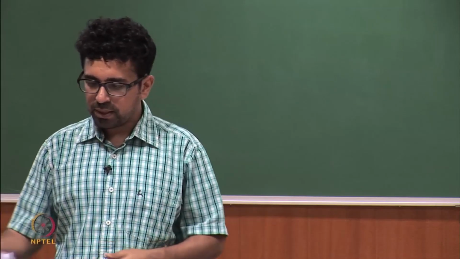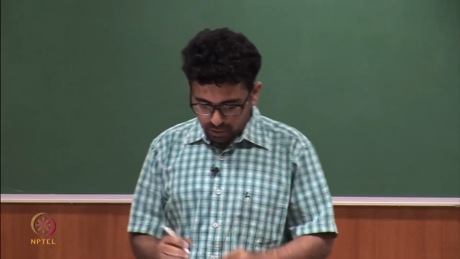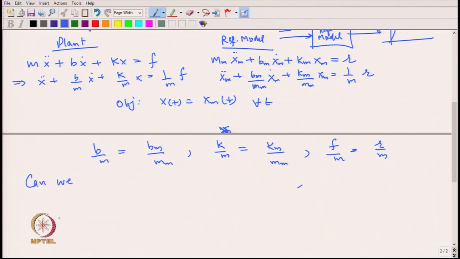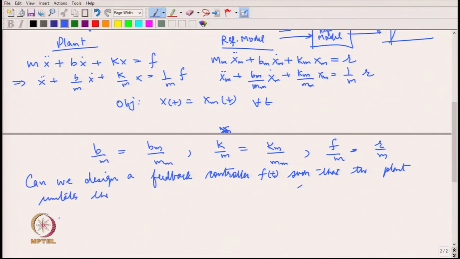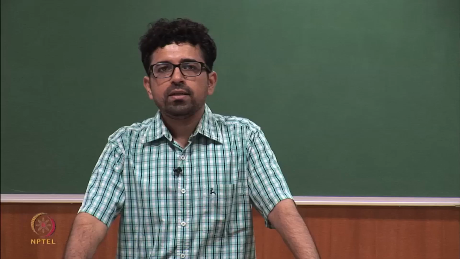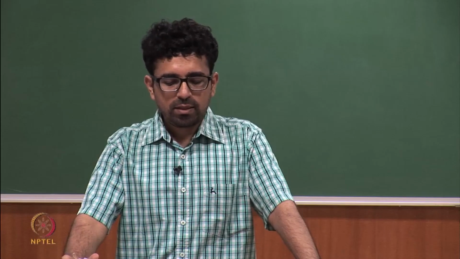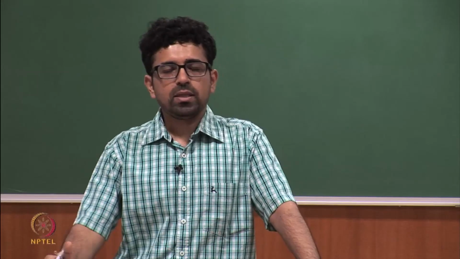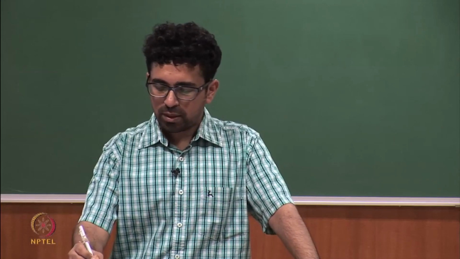The next best thing that we can do here is to design a feedback controller. So the next question is, can we design a feedback controller f of t such that the plant imitates the reference model. Since we can't make the plant components the same as those of the reference model, we would like to design a control system around the plant and make sure that it behaves similar to the reference model. So that is the next question, how do we design a feedback controller f of t.